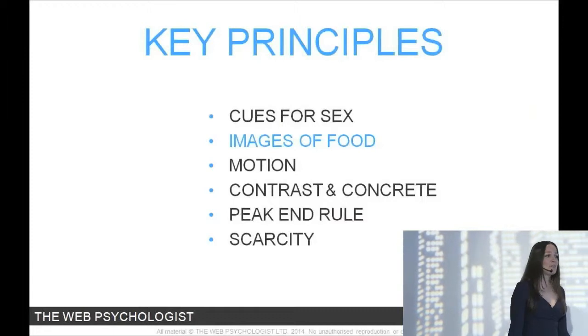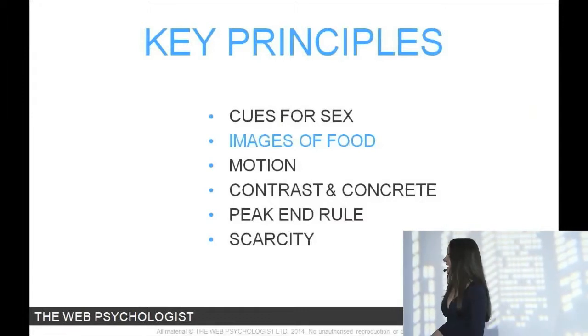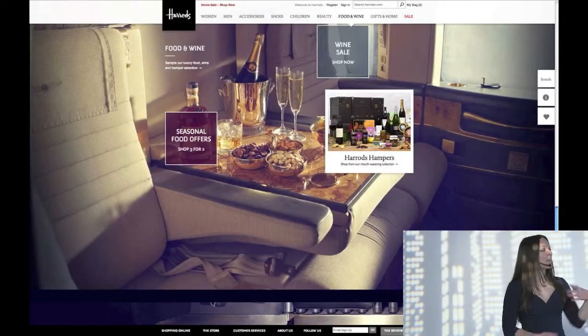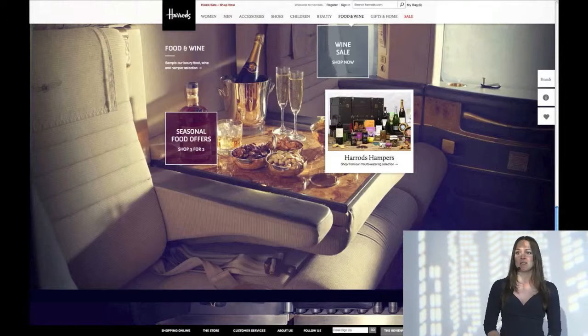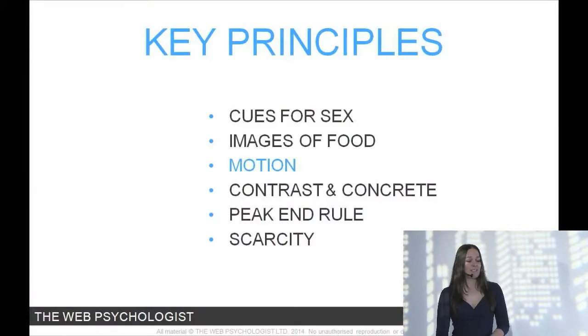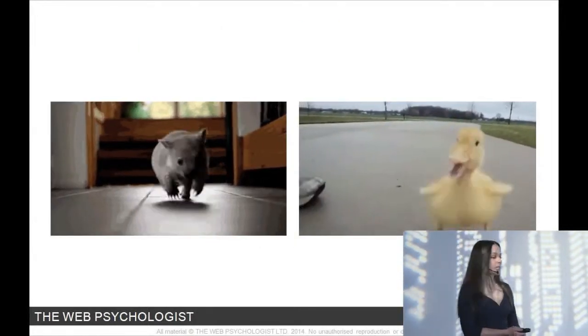Images of food, I don't know how many use the Instagram app, but hashtag food porn is the biggest used hashtag you get, which is why websites like this don't just show hamburgers, which is the product they're trying to sell, but create an environment that feels seductive. It's why it is so seductive. Motion is the reason that GIFs work. It picks up on your peripheral vision and it makes it very hard to not look at.